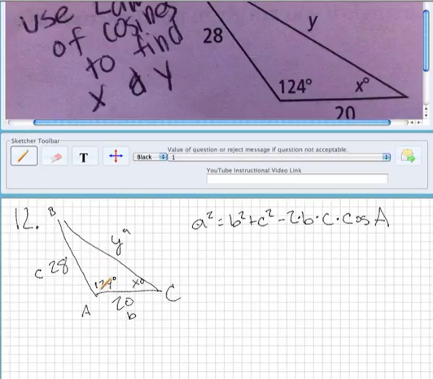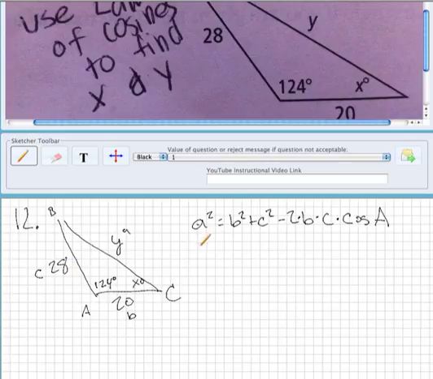And the law of cosines, I've labeled our angles with uppercase letters A, B, and C. And then the lowercase letters are the sides opposite the uppercase angles. So a is over here, opposite angle A, little a. So with that, we're going to plug in what we know from the triangle.